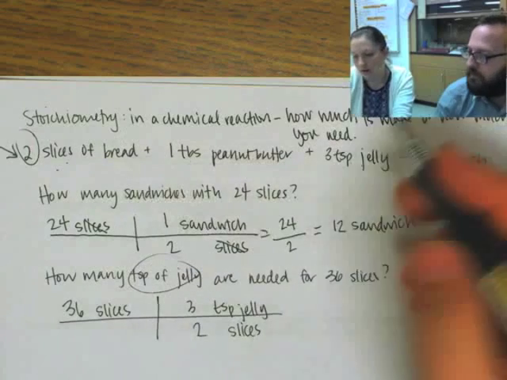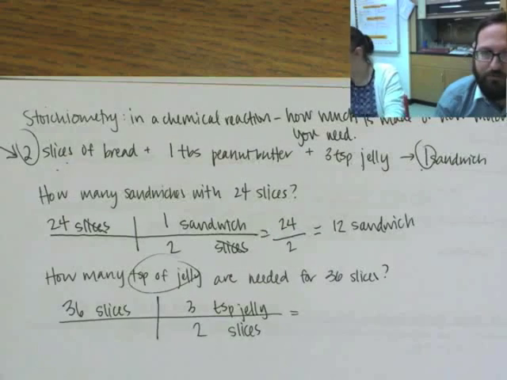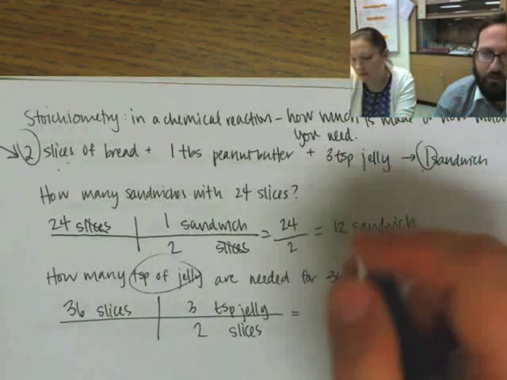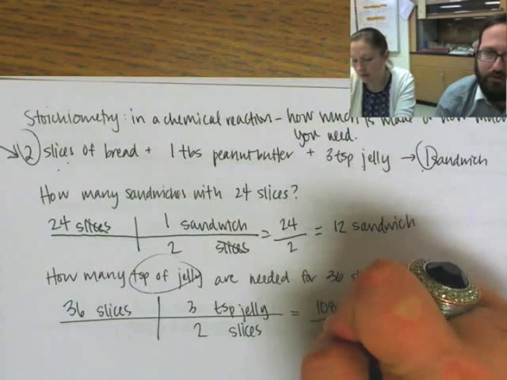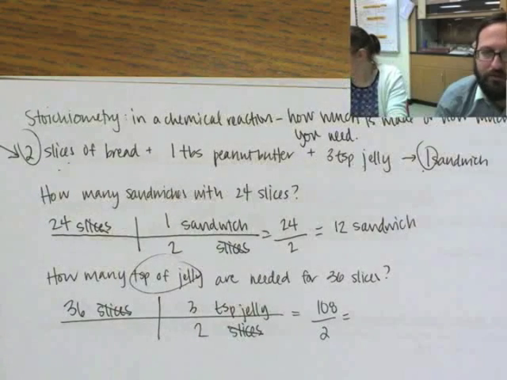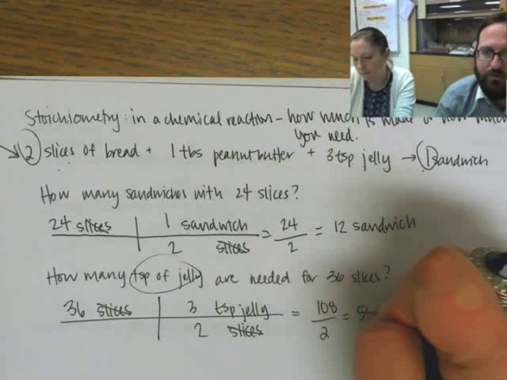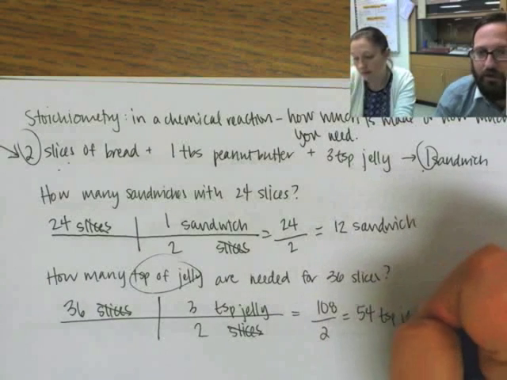Okay, so I'm going to multiply across the top. So we've got 36 times 3. That's 108, and we're going to divide that by 2 because that's what we got on the bottom. My slices are canceling. So that should be 54, I think. Yep, 54 tablespoons of jelly. That's a lot of jelly. That is a lot of jelly.